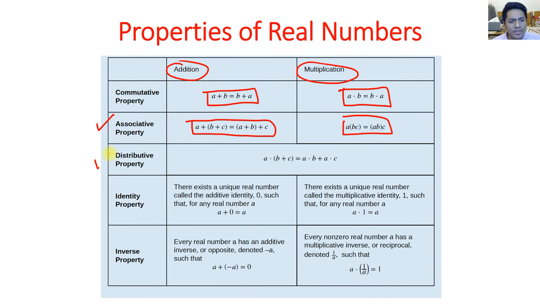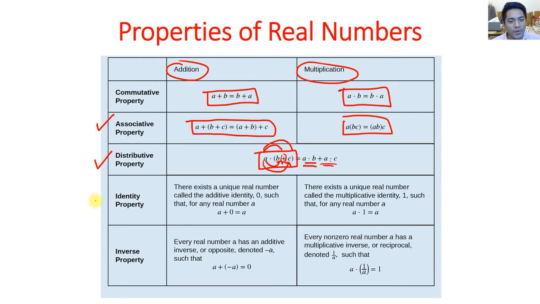How about the distributive property? We have the distributive property for A multiplied by the quantity of B plus C. The distributive property implies that we should distribute A to B and C. So we have A times B plus A times C. So we distribute the value of A to the addition of B plus C.